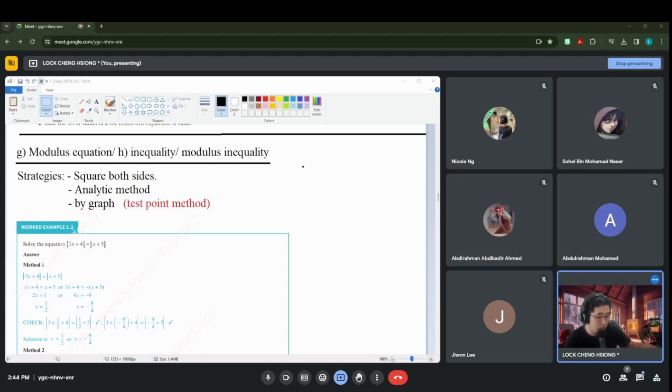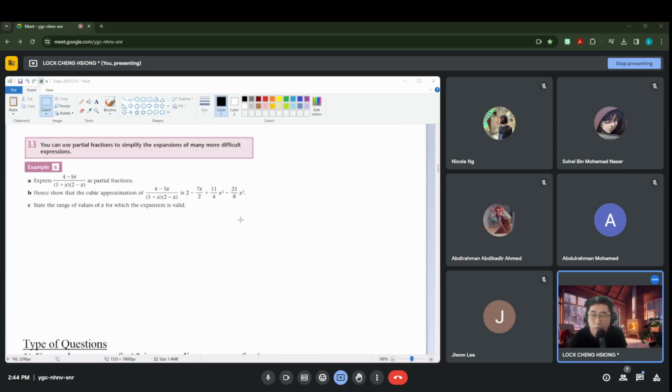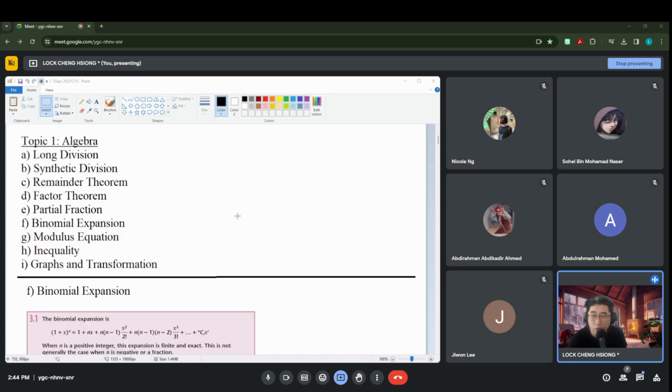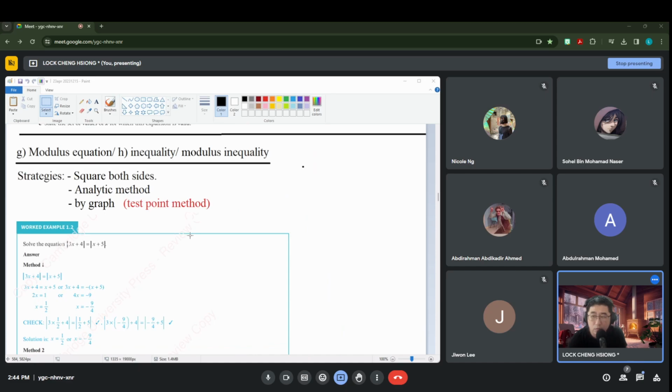Okay, we will continue with chapter 1. From the past, we already completed A, B, C, D, E, F up to binomial. Then we have G, H, I left. So from here, we have modulus equations, inequality and modulus inequality.